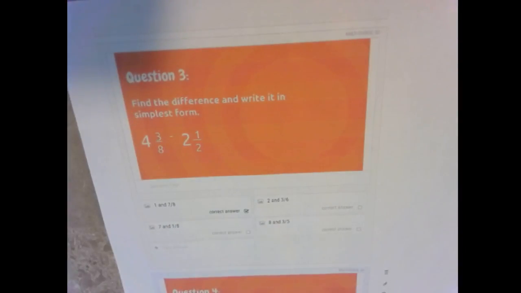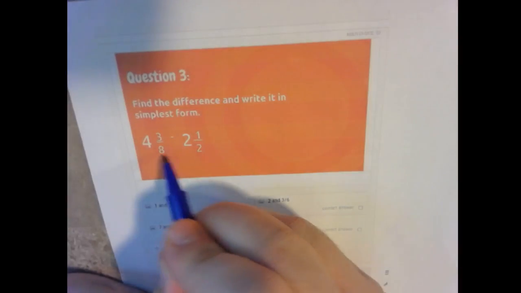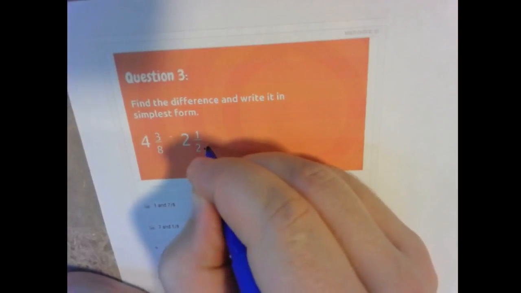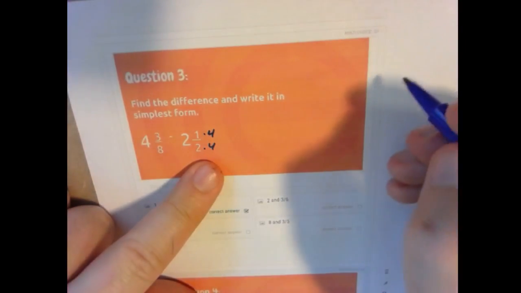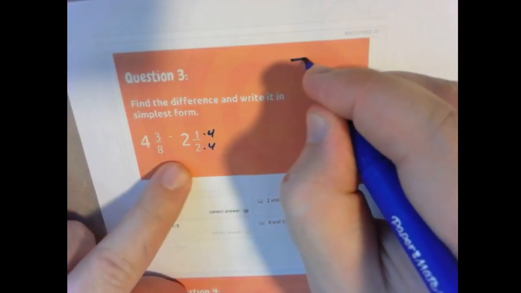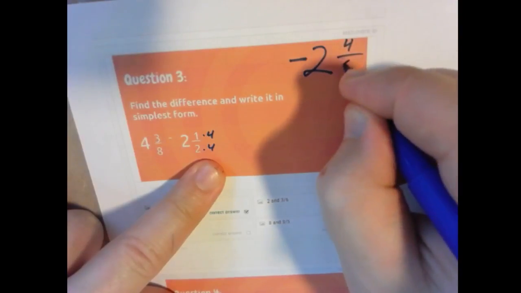Okay, this time we're not looking for a pattern, we're just trying to write this in simplest form. We need to get the patterns to match up first though. How do I go from 2 to 8 using multiplication? I'd multiply by 4, of course, both bottom and top. So this turns into 2 and 4/8. This left side is 4 3/8.